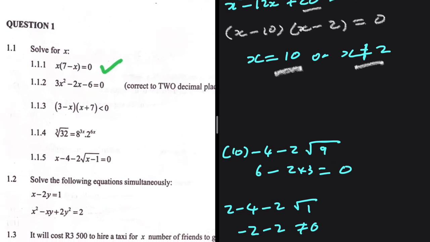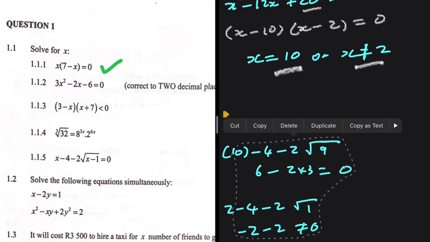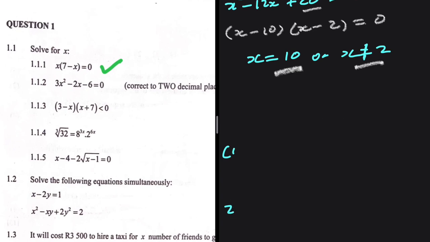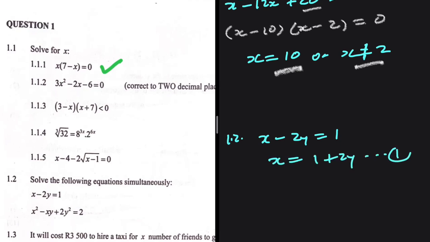Let's move to 1.2. We're supposed to solve for the following equations simultaneously. The first equation, we have x minus 2y being equals to 1. So x is equals to 1 plus 2y. I can call this equation 1. Why am I writing x in terms of y? Because if I write y in terms of x, then I'm going to divide by 2, which will get messy. So it's better I just make x the subject of the formula.